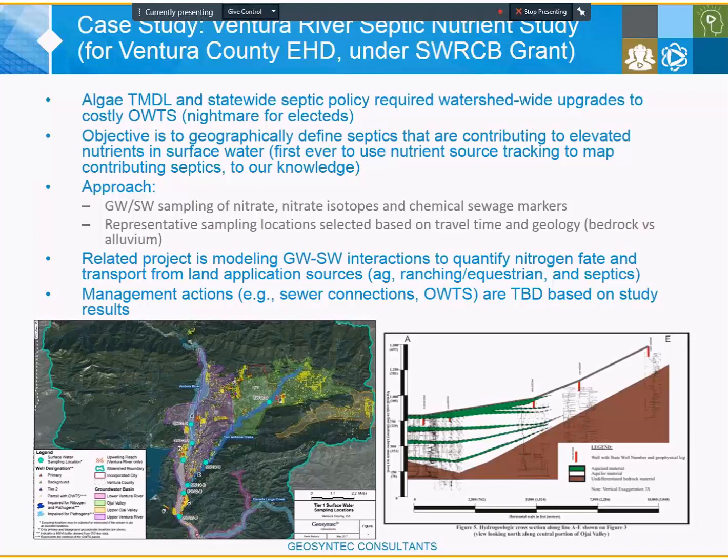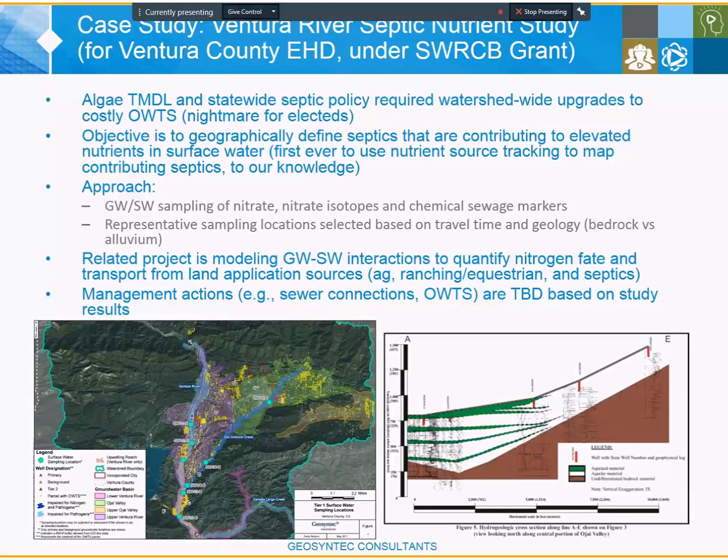And we're also doing a related project for the State Water Board now to model the groundwater surface water interactions, and this allows us to more quantitatively understand the nitrogen fate and transport from these land application sources, which is really the focus of the TMDL. That's ag, fertilizers, ranching and equestrian activities, and septics.